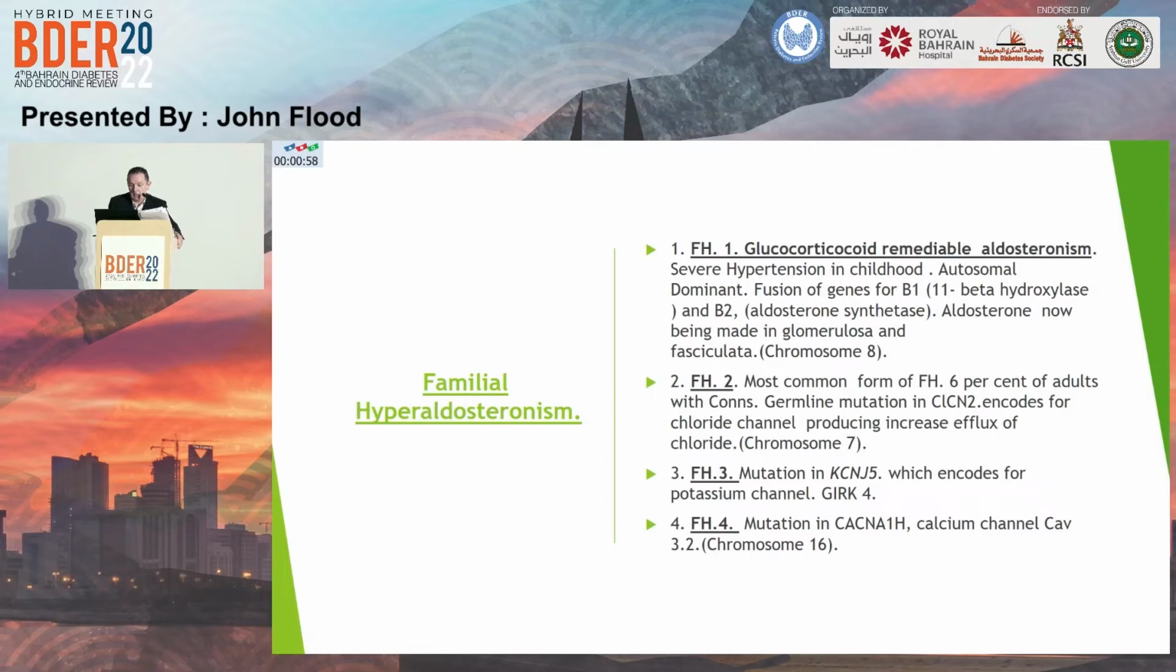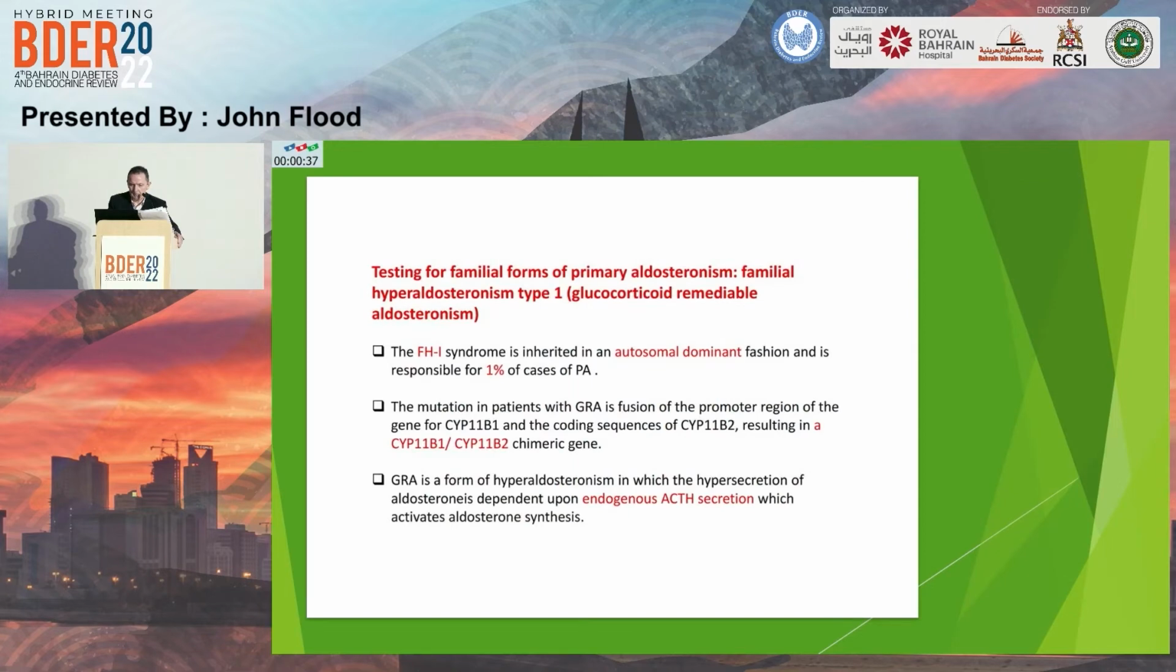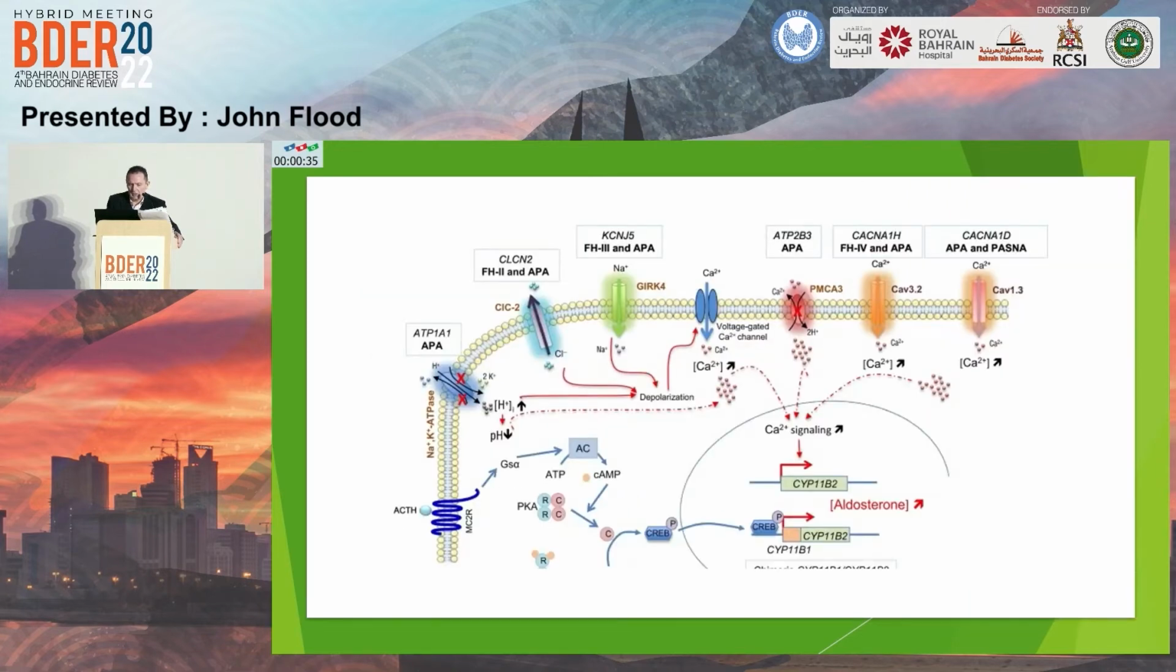The next one is a potassium channel problem, FH3. FH4 is calcium. And then the second from the bottom is the one associated with epilepsy and neurological problems, particularly mental retardation. And then the last one is a very recent one called the armadillo gene, which I don't have time to talk about today.